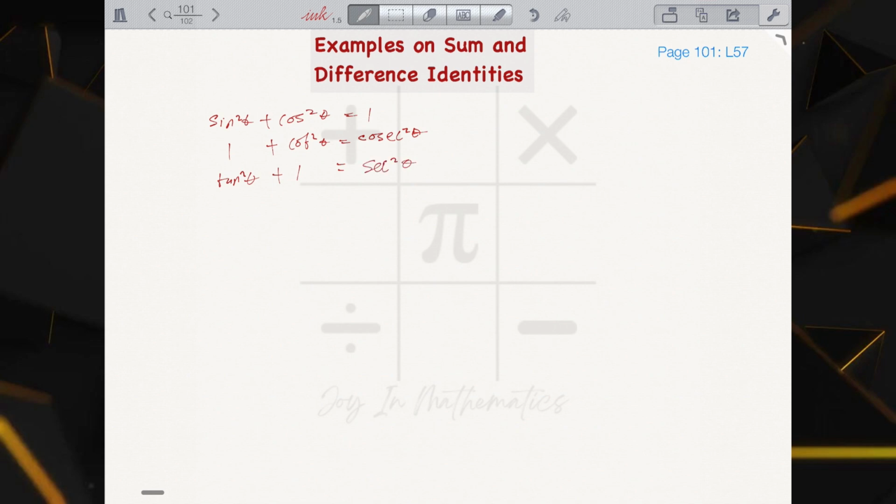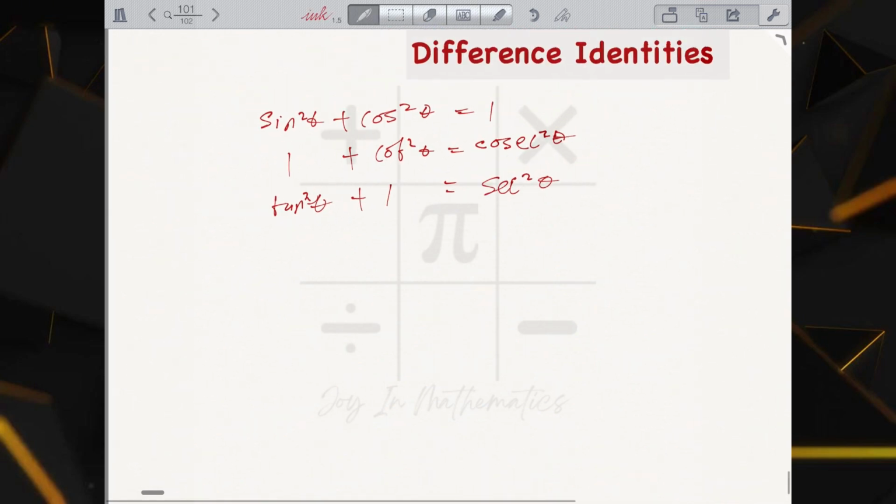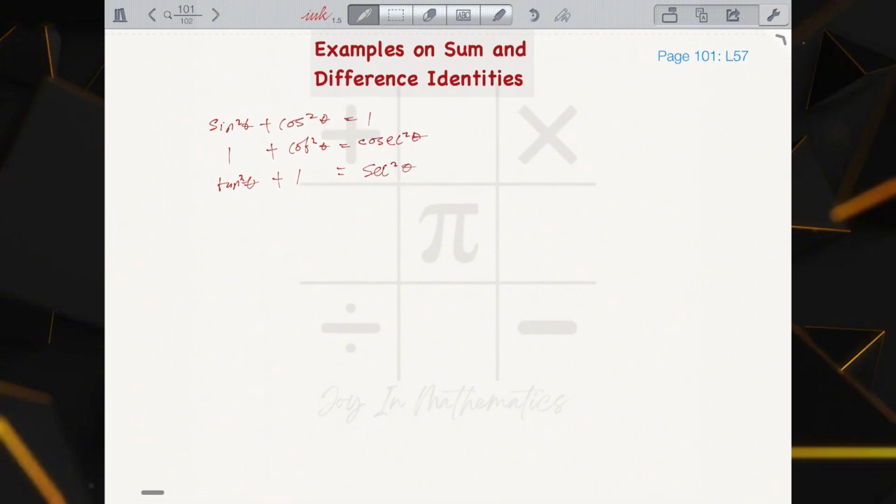Now, moving on, let us remind ourselves the expressions for the sum and difference identities, those we learned in the last lesson. So we have sine of A plus B equals sine A cos B plus cos A sine B. Similarly, we have sine of A minus B equals sine A cos B minus cos A sine B.